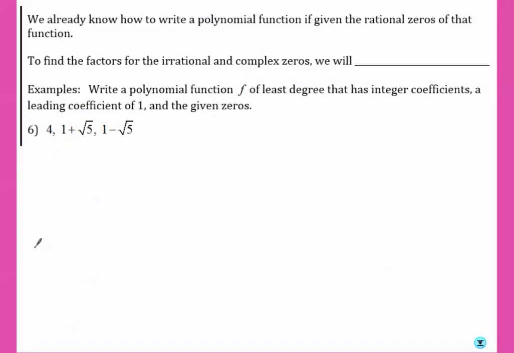And we need these theorems to help us when we go backwards. So we already know how to write a polynomial function if given the rational zeros of a function. To find the factors for the irrational and complex zeros, we will use a process called "uncomplete the square."